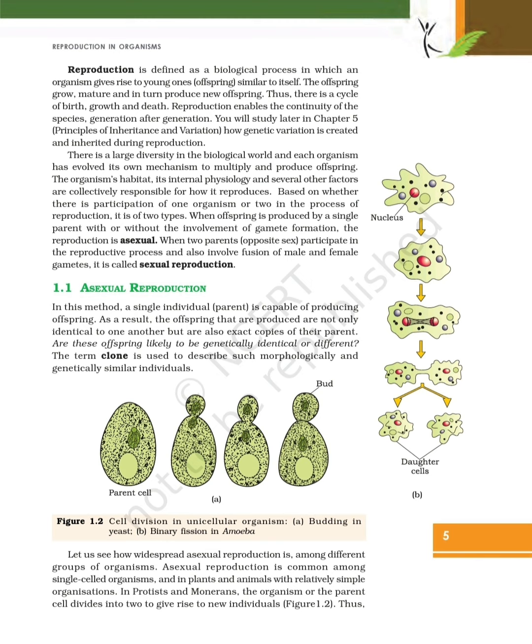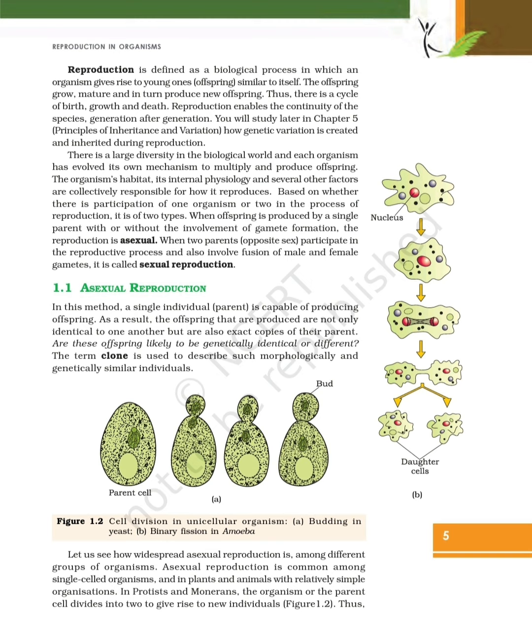Asexual reproduction. In this method, a single individual, that is the parent, is capable of producing offspring. As a result, the offspring that are produced are not only identical to one another but are also exact copies of their parent. Are these offspring likely to be genetically identical or different? The term clone is used to describe such morphologically and genetically similar individuals. Let us see how widespread asexual reproduction is.